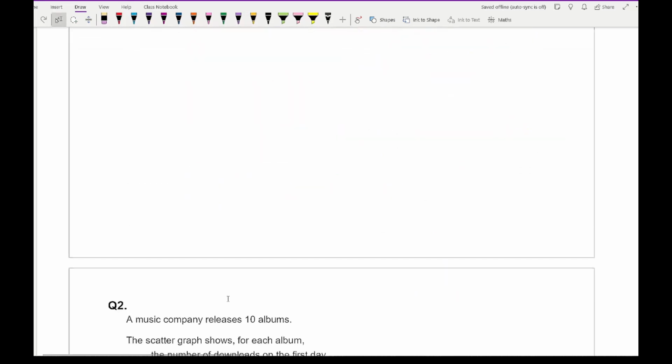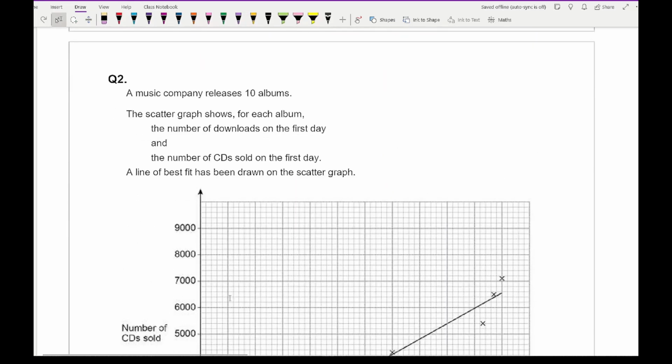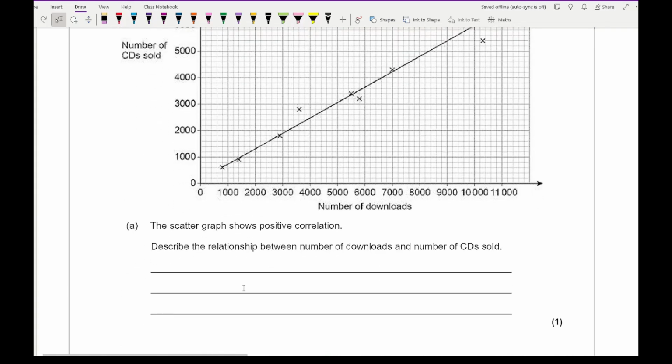Moving on to our next question, it says that a music company releases 10 albums. The scatter diagram shows for each album the number of downloads for the first day and the number of CDs sold on the first day. A line of best fit has been drawn for you on the scatter diagram, and there it is, and it says that the scattergram shows positive correlation. Describe the relationship between the number of downloads and the number of CDs sold.